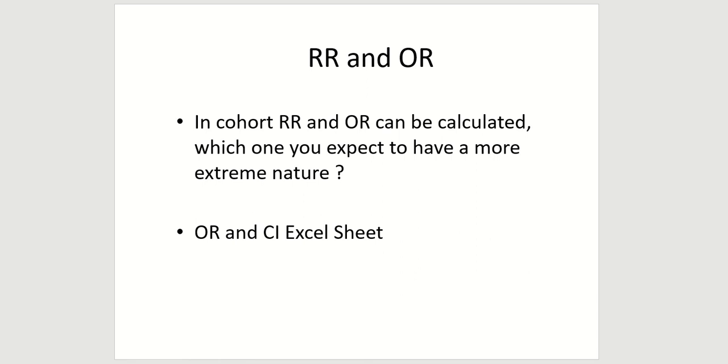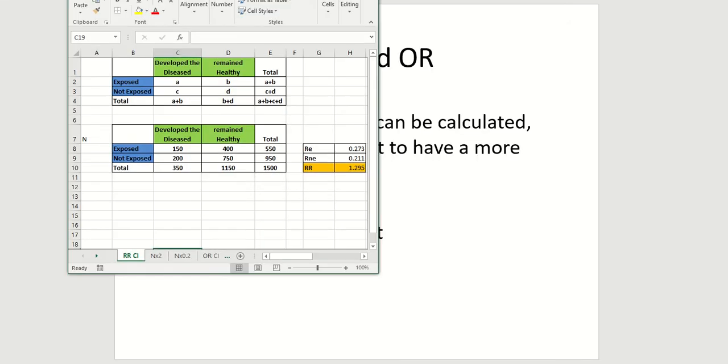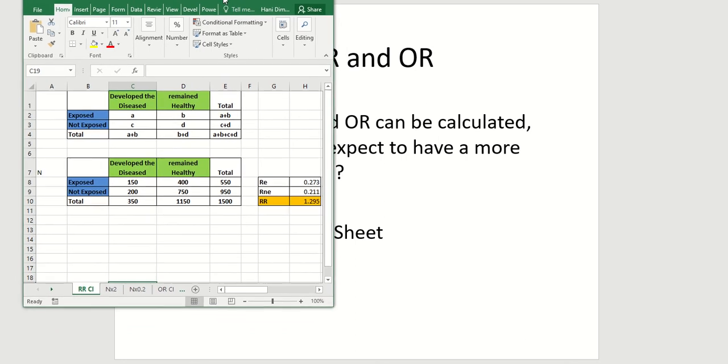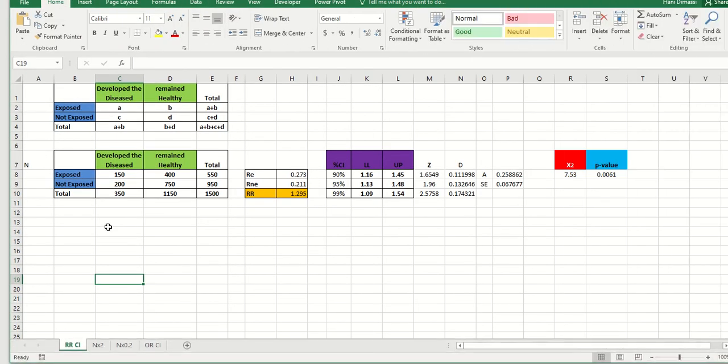So let's see a straight application for the relative risk and odds ratio that I prepared on an Excel sheet. Basically, I'm just showing you again the things that we have discussed, but using an Excel sheet so that things are automatically done. The Excel sheet I prepared is here. I'm just making it fit the screen.